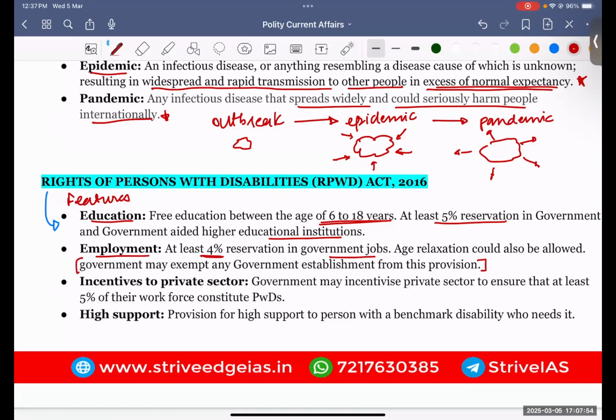Then what are the incentives to the private sector? Government may incentivize private sector to ensure that at least 5% of their workforce constitute PWDs. So what are the kind of incentives that are given to the PWD, people with disabilities? Then high support, provision for high support to a person with a benchmark disability who needs it.